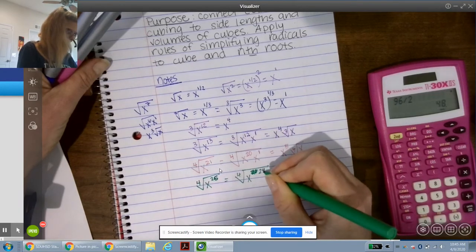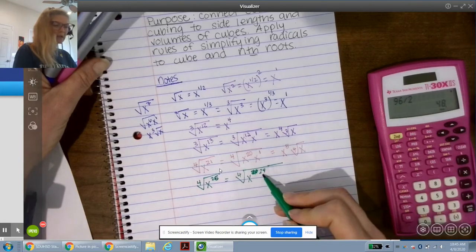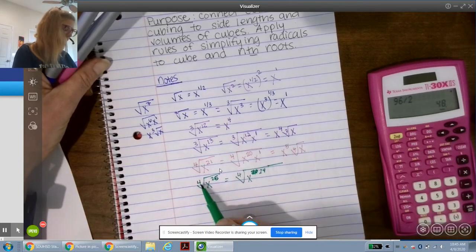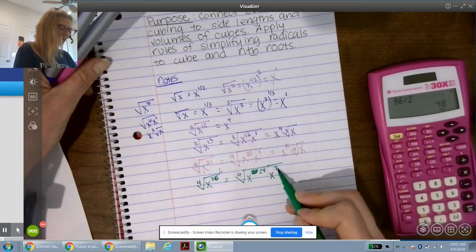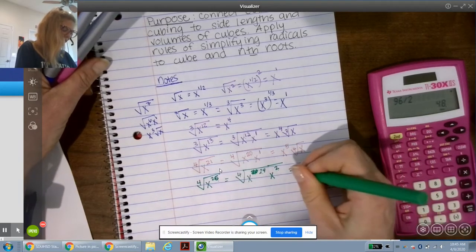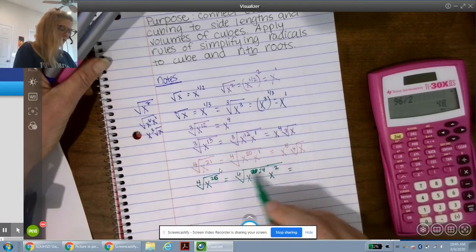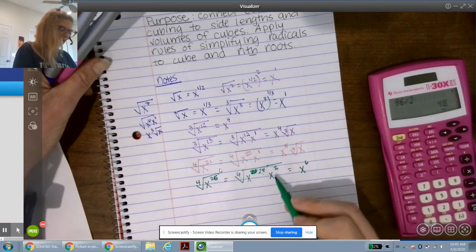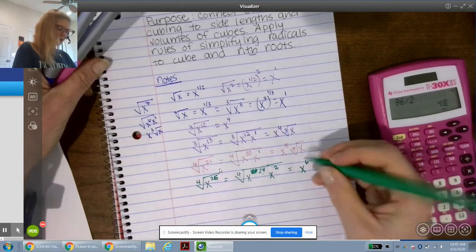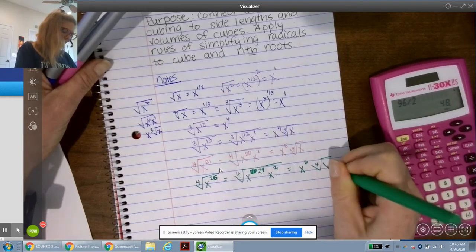x to the 24th. That's the biggest multiple of 4 without going over 26. Times x to the second, because 24 plus 2 is 26. So 24 divided by 4, your index is 6, so x to the 6th. And this x to the second has to just stay inside. So that'd be the 4th root of x to the second.